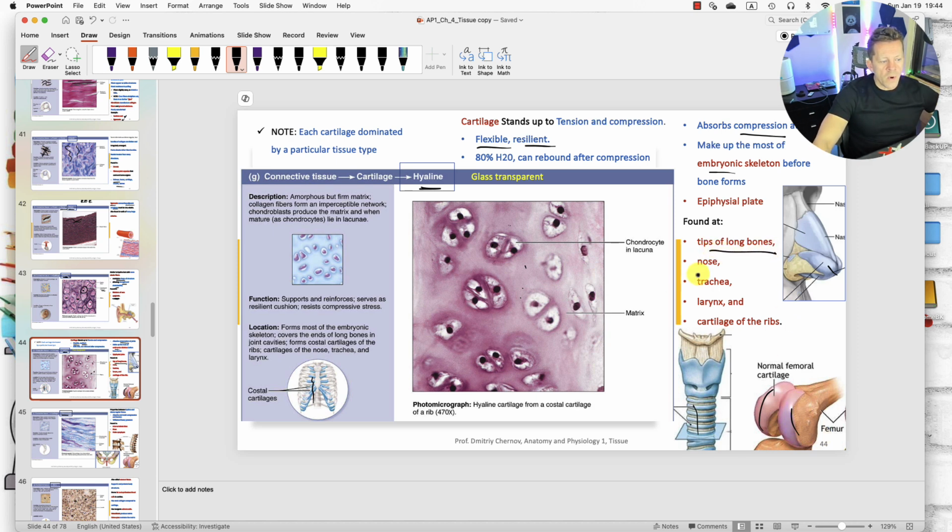So the tips of the long bones, nose, trachea, larynx, the voice box, the throat, and the cartilages of the ribs. So that's where you find mostly the hyaline cartilage.